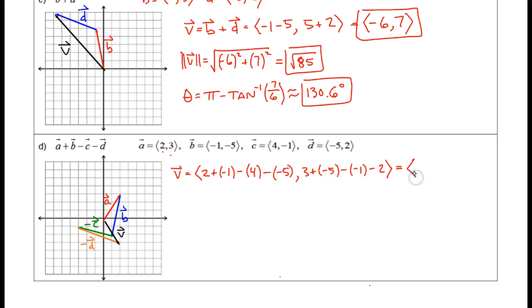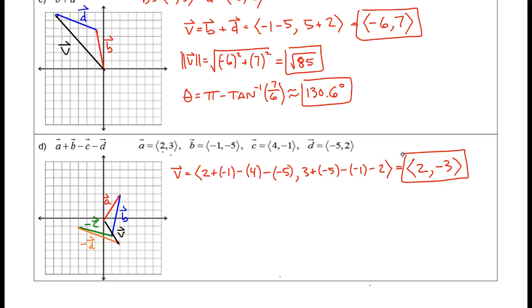Okay, so let's see here. We got 2 plus -1, that's 1. Minus 4 is -3. Minus -5, so that's -3 plus 5 gives me a +2 for my horizontal component. For my vertical component, I have 3 plus -5, that's -2. Minus -1 gets me +1, it's back to -1. Minus 2 from -1 gives me -3. So there are the horizontal and vertical components, the component form of vector V.